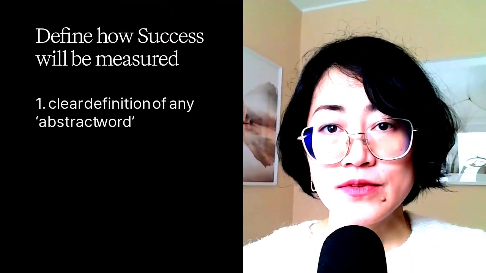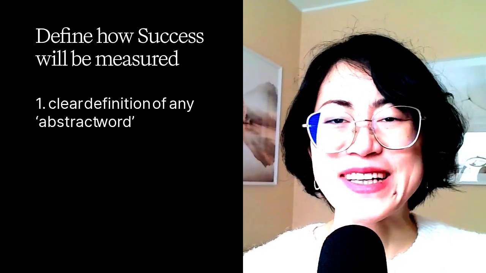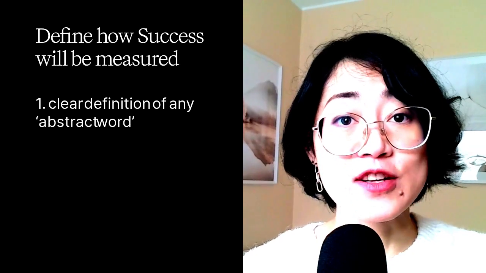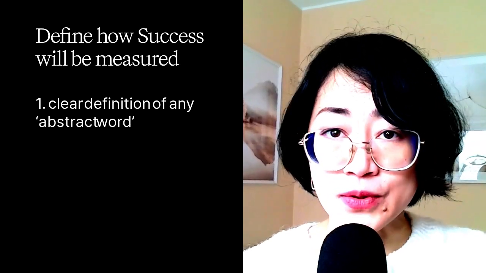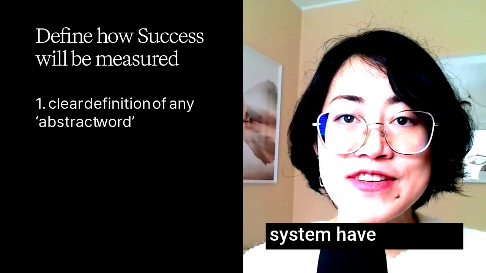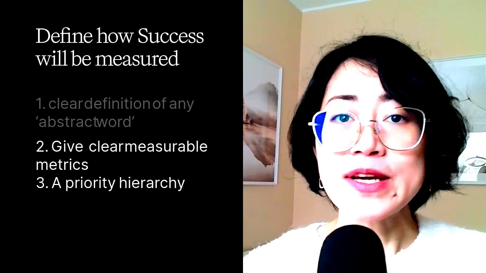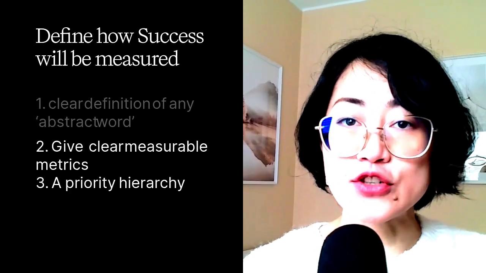Next, define how success will be measured. You need to communicate the clear definition of any abstract word. What exactly do you mean by increased efficiency? How do you define relevancy? Provide context and provide examples. Don't assume your tech team and your AI system have the same business common sense as you have. Ideally, you can provide clear measurable metrics and priority among each KPI.